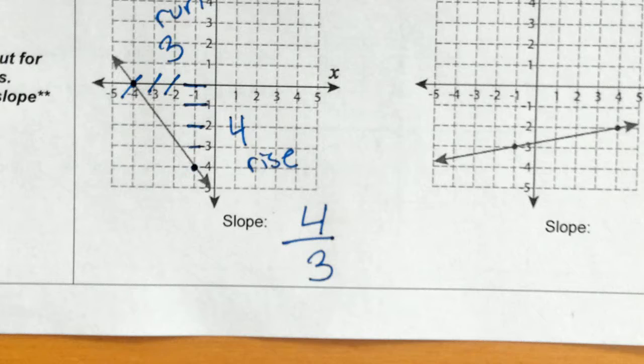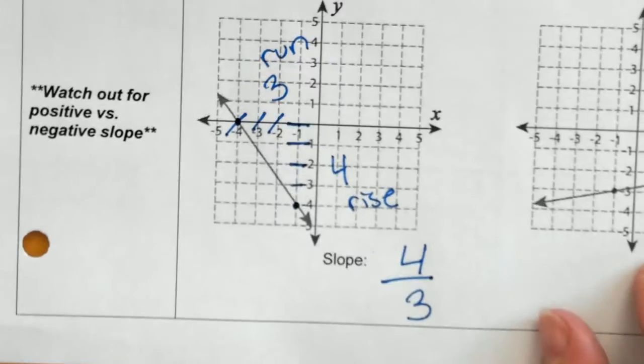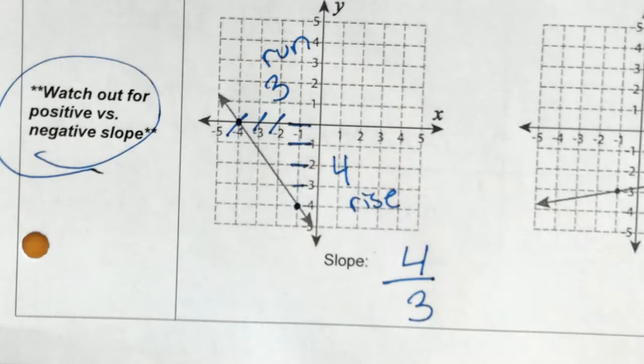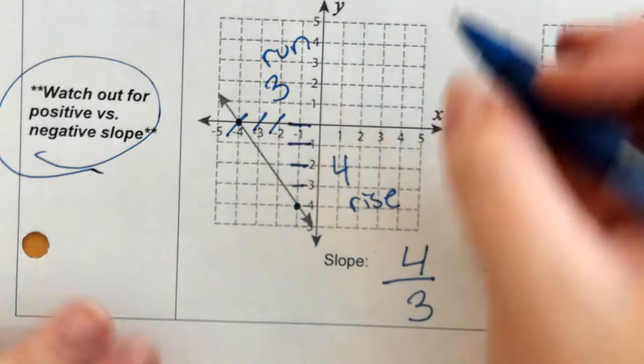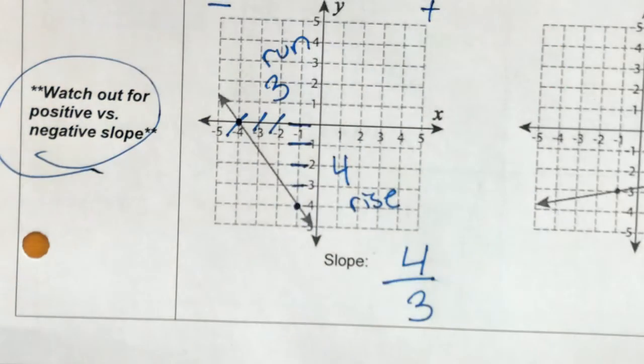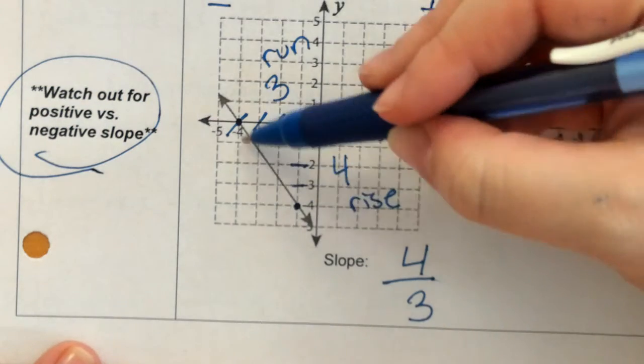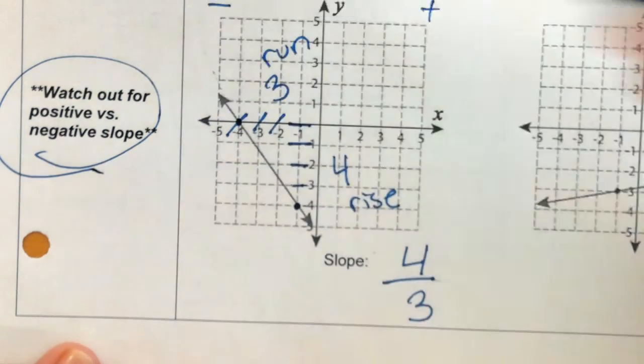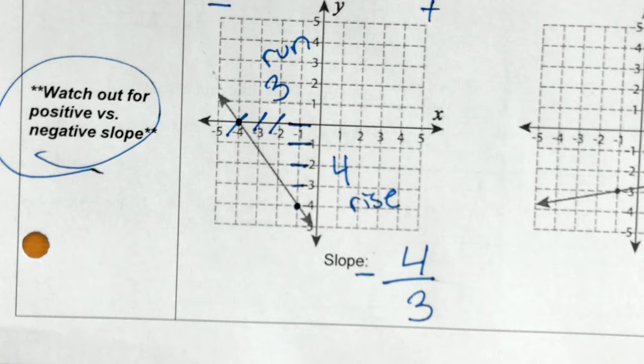I can't simplify that anymore, but if you look over here, we have to watch out for positive versus negative slopes. When I look at this line and I consider what side it's heading towards, this line is headed towards this negative corner. So I just need to make sure that I put a negative sign in front of my slope.